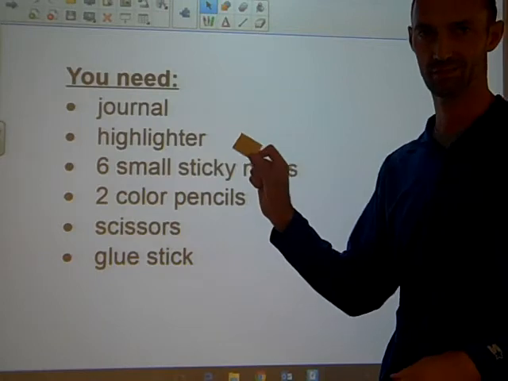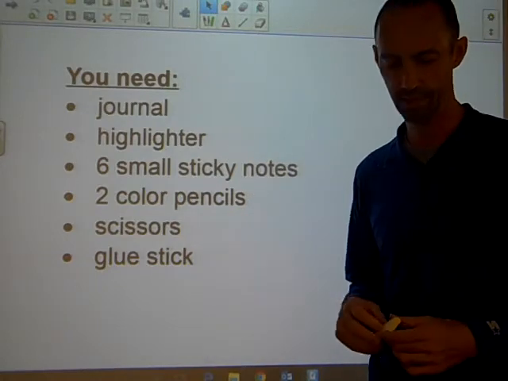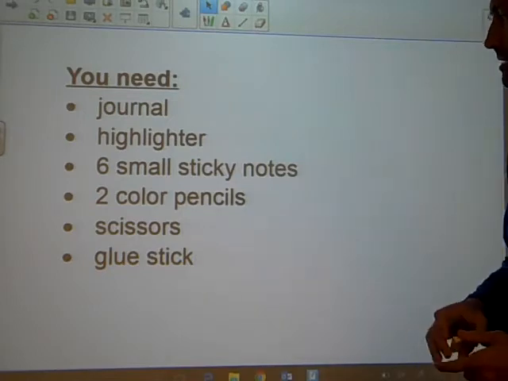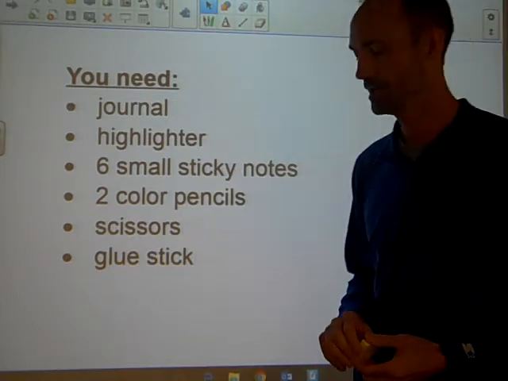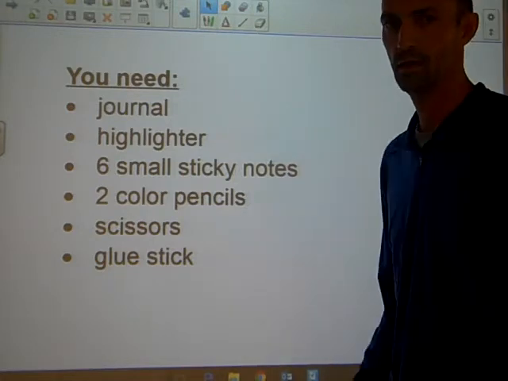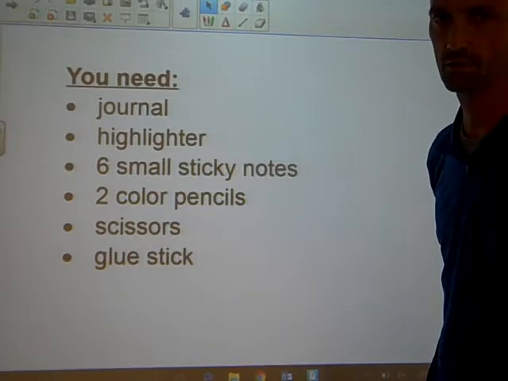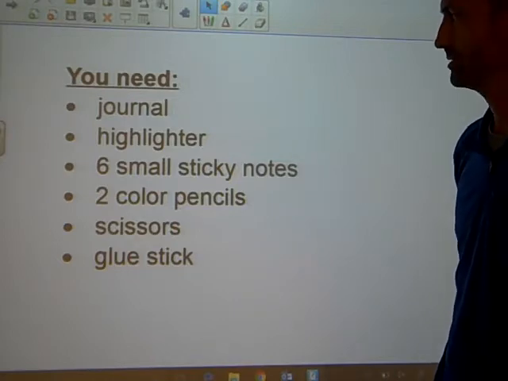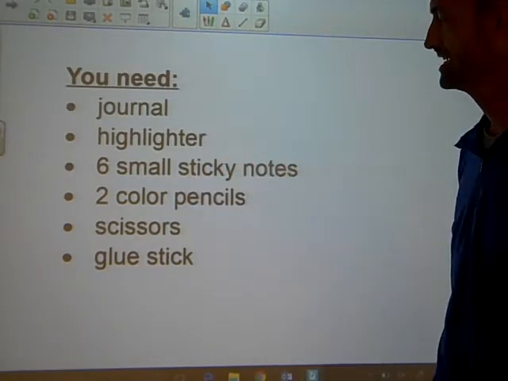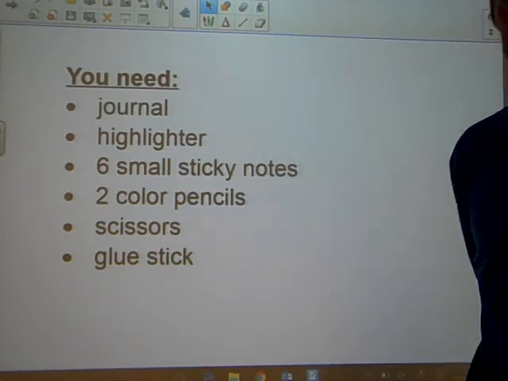Please make sure though that they're the small sticky notes. You need 6 of those. 2 colored pencils, any color, and then scissors and a glue stick. And you may stop the video and go get those things. Make sure you have those things before you continue on with the video. So journal, highlighter, 6 small sticky notes, 2 colored pencils, scissors, and glue stick.